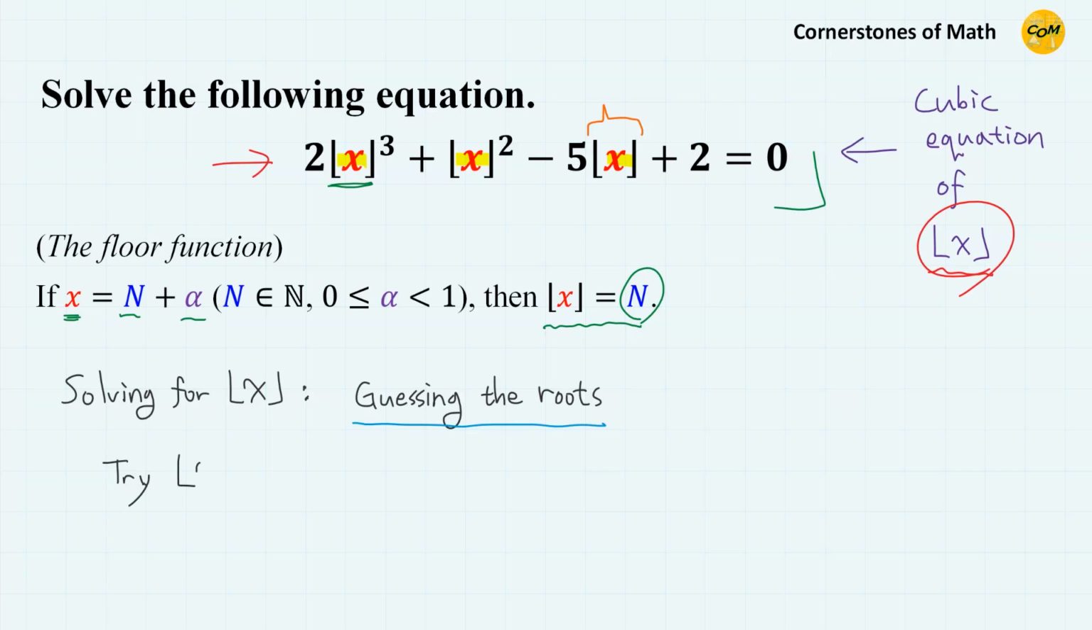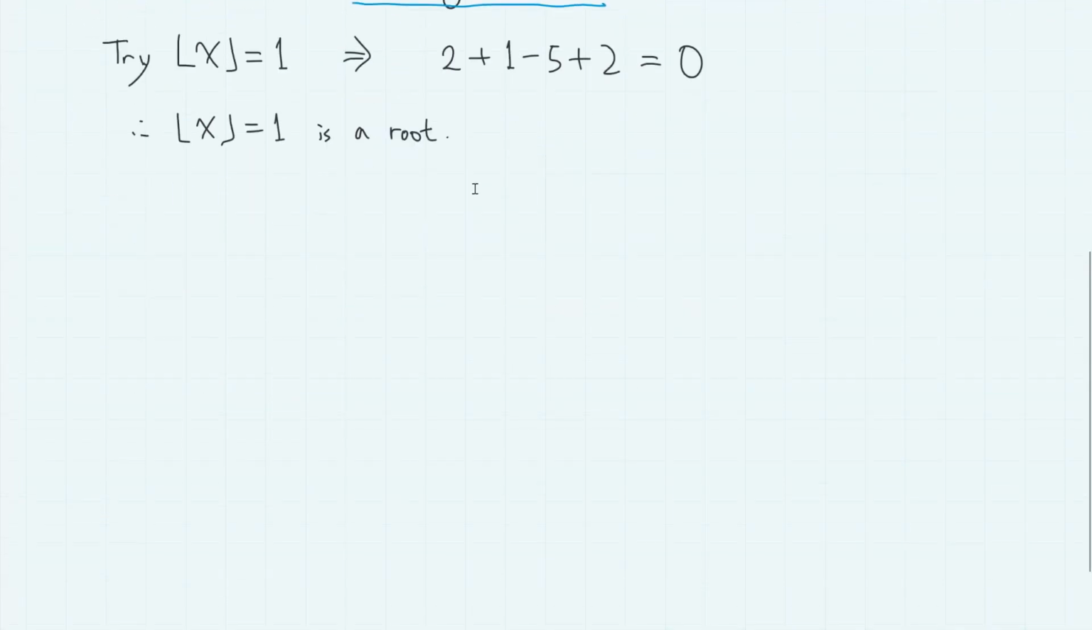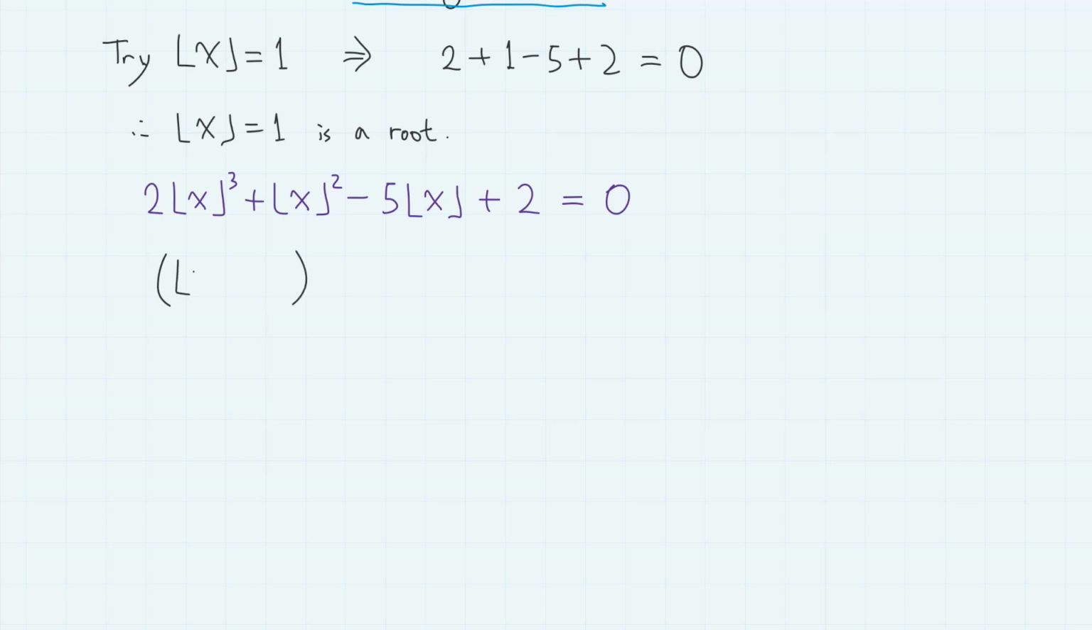For example, if we try floor x equals 1, then we have 2 plus 1 minus 5 plus 2, which is 0. Hence, floor x equals 1 is a root. Therefore, we have floor x minus 1 as a factor. And if we do the division using long division or synthetic division or whatever method you please, we obtain 2 floor x squared plus 3 floor x minus 2 equals 0.